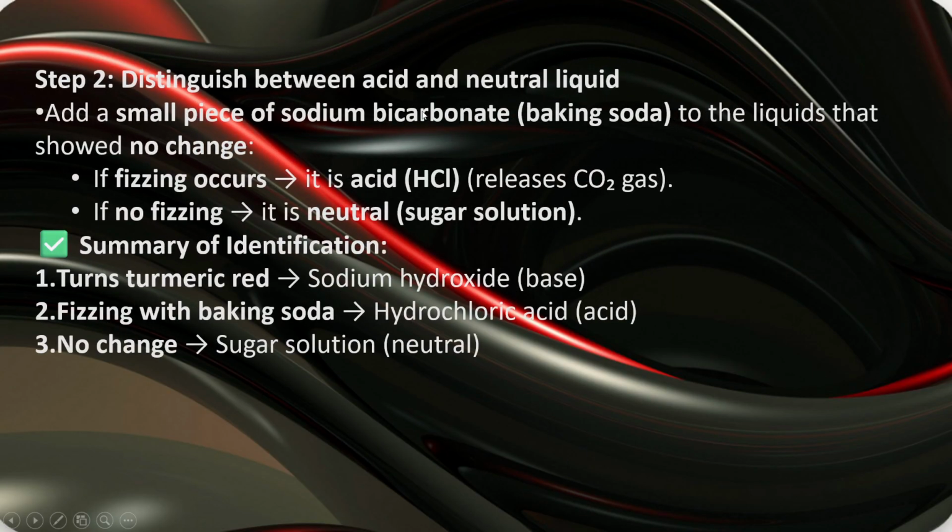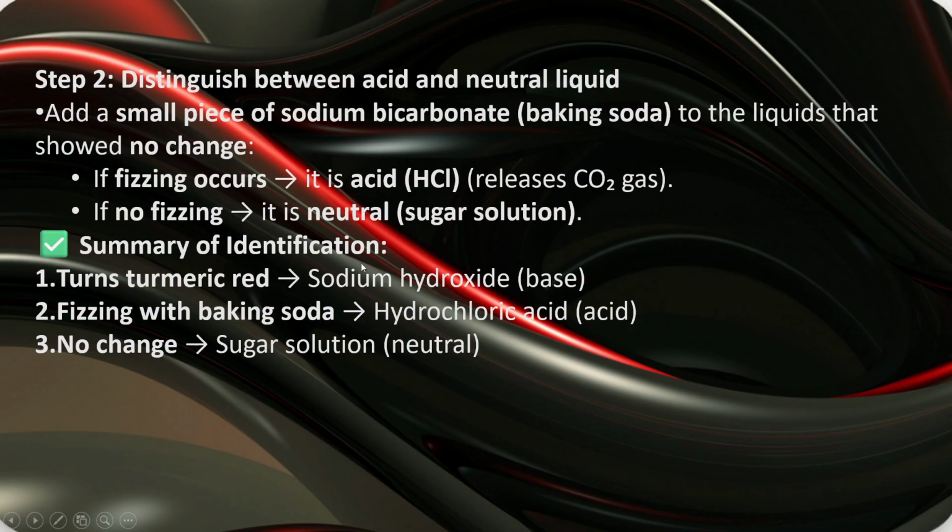Step 2. Distinguish between the acid and the neutral liquid. Add a small piece of sodium bicarbonate, baking soda, to the liquids that showed no change. If fizzing occurs, it is an acid, HCl, releasing CO2 gas. If no fizzing, it is neutral, the sugar solution.